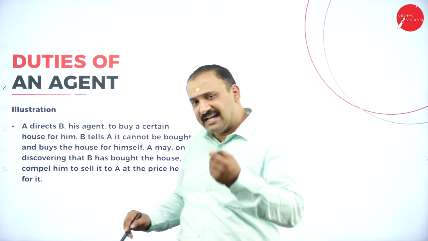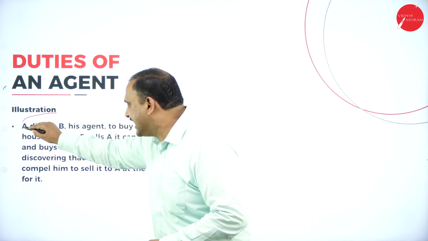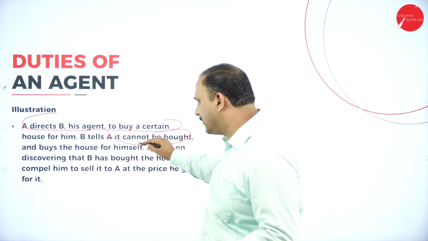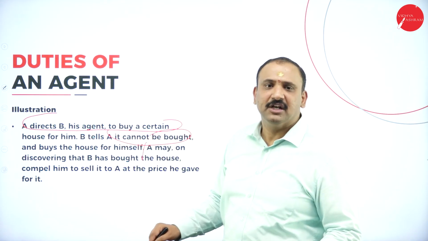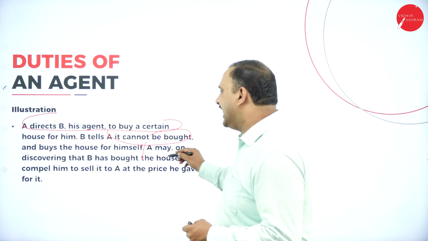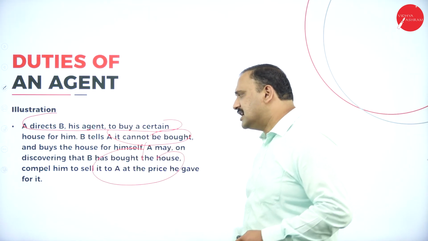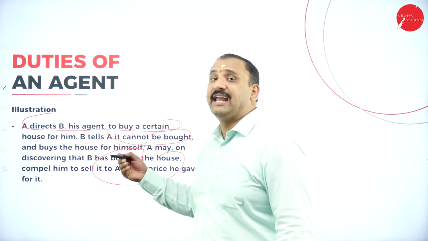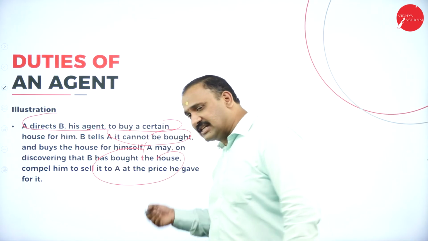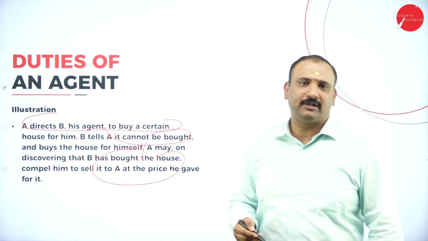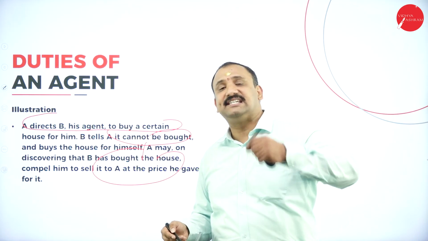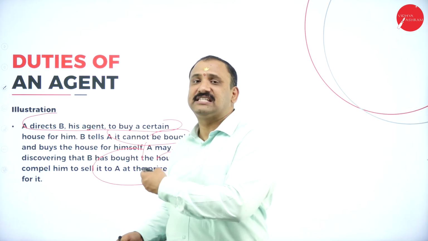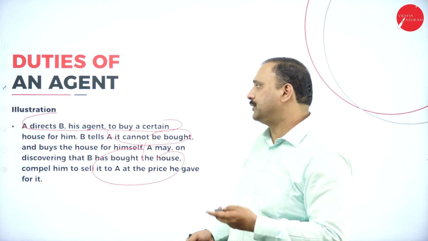Now, the next one is an example where you can see that A directs B, his agent, to buy a certain house for him. B tells A it cannot be bought and buys the house for himself. So he takes the advantageous position. A might discover that B has bought the house, and compel him to sell it to A at the price he gave for it. So A will now go back and say that you have to give back the house at the price at which he bought it, because he has concealed, he has cheated, he has done the business for himself without letting the principal know about it. That's like a secret profit case altogether.